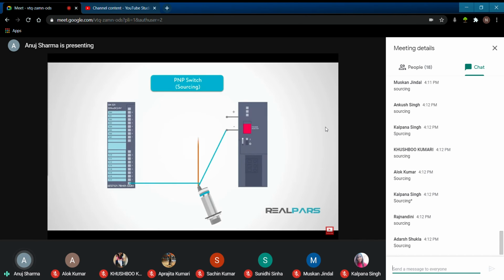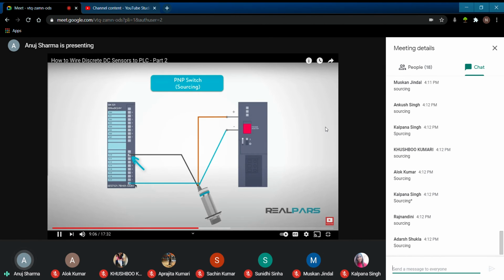A PNP sensor is referred to as a sourcing switch. This means that the load, which is the PLC input, is wired as shown in this diagram.